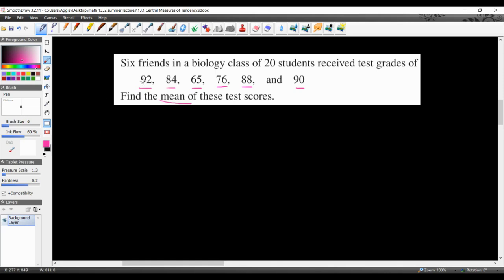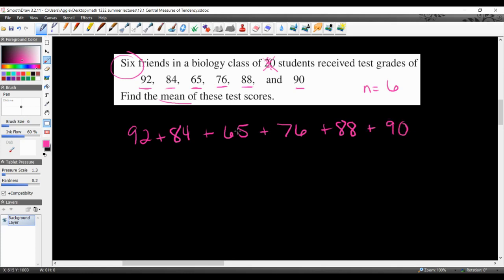So what we're going to do is find the sum of all this and divide it by the number of terms. So it looks like we have 1, 2, 3, 4, 5, 6. So n equals 6. And I know it tells us that here, but I just want to emphasize, do count the terms because notice that we have that 20 and it might throw some people off. We don't really need that 20 here. Okay. So we're going to go ahead and do that. We're going to have 92 plus 84 plus 65 plus 76 plus 88 plus 90 all divided by 6.